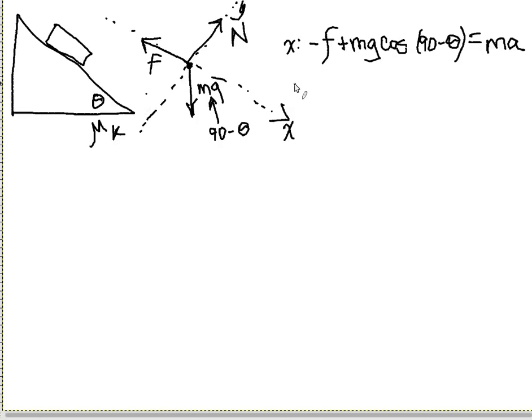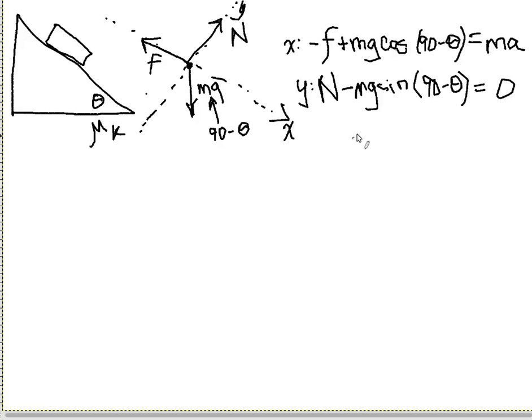Now the y equation. Flat on the y-axis we have the normal force, n, and then the mg force is pointing downward in the y direction, so I'm going to write mg sine 90 minus theta. And this is going to be equal to 0 because it's not moving at all in the y direction.